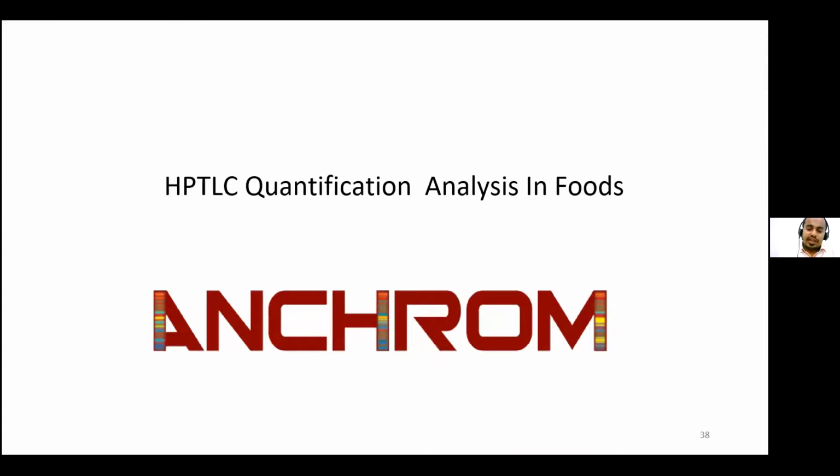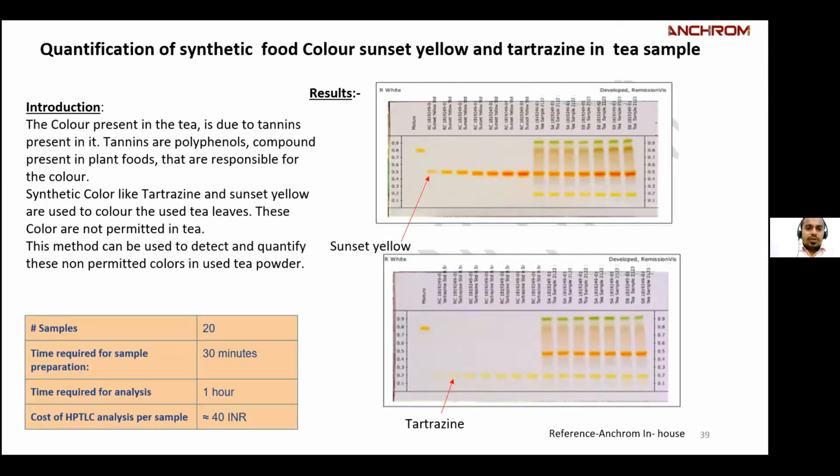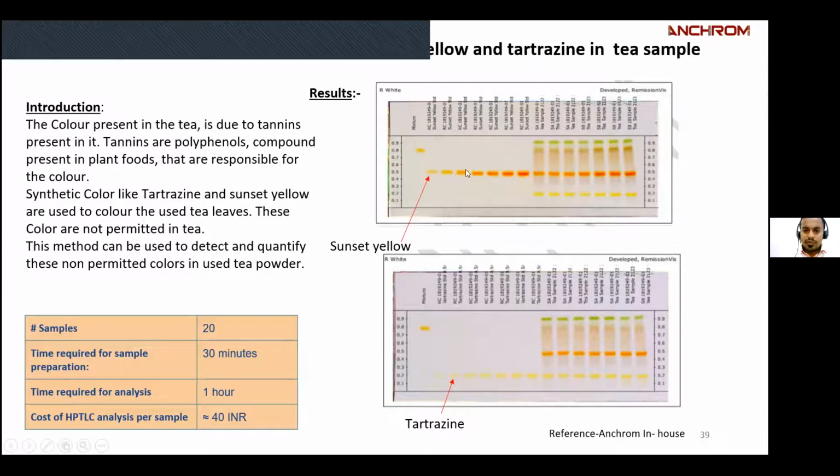HPTLC quantification analysis in foods. Here you can see quantification of synthetic food colors, sunset yellow and tartrazine, in tea sample. As per the FSSAI manual, the raw tea powder should not contain synthetic permitted color. But if it is detected, you can go for the quantification. By using multi-level calibration, we have quantified tartrazine and sunset yellow in the green tea powder.